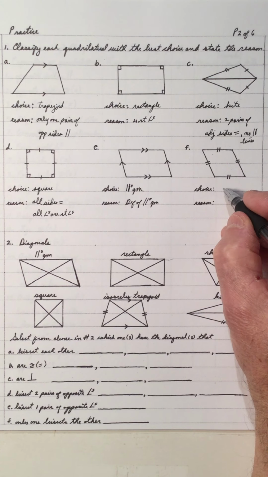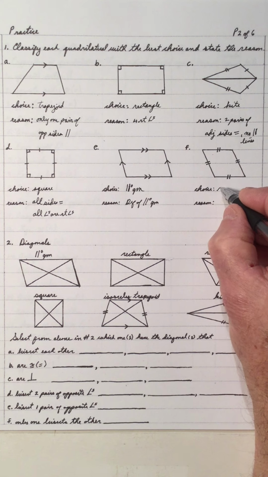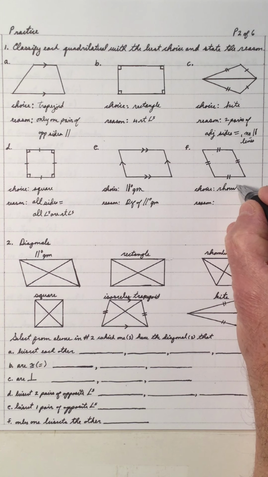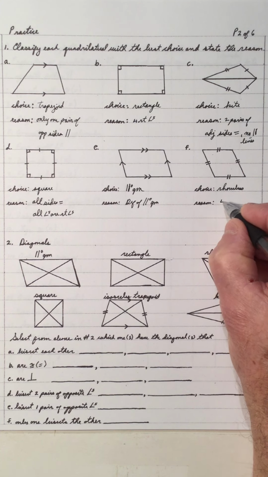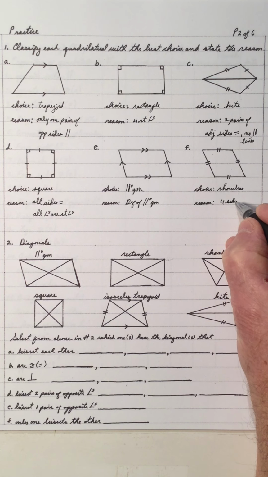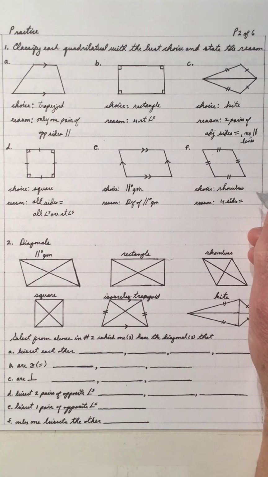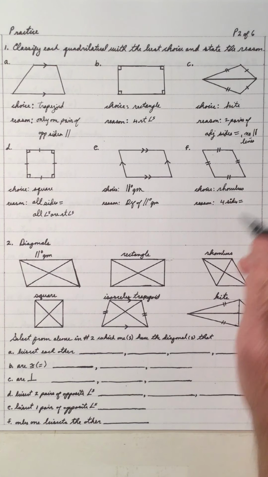And the best choice here is a rhombus because there are four sides equal. And we have no right angles, so it's not a square, just a rhombus.